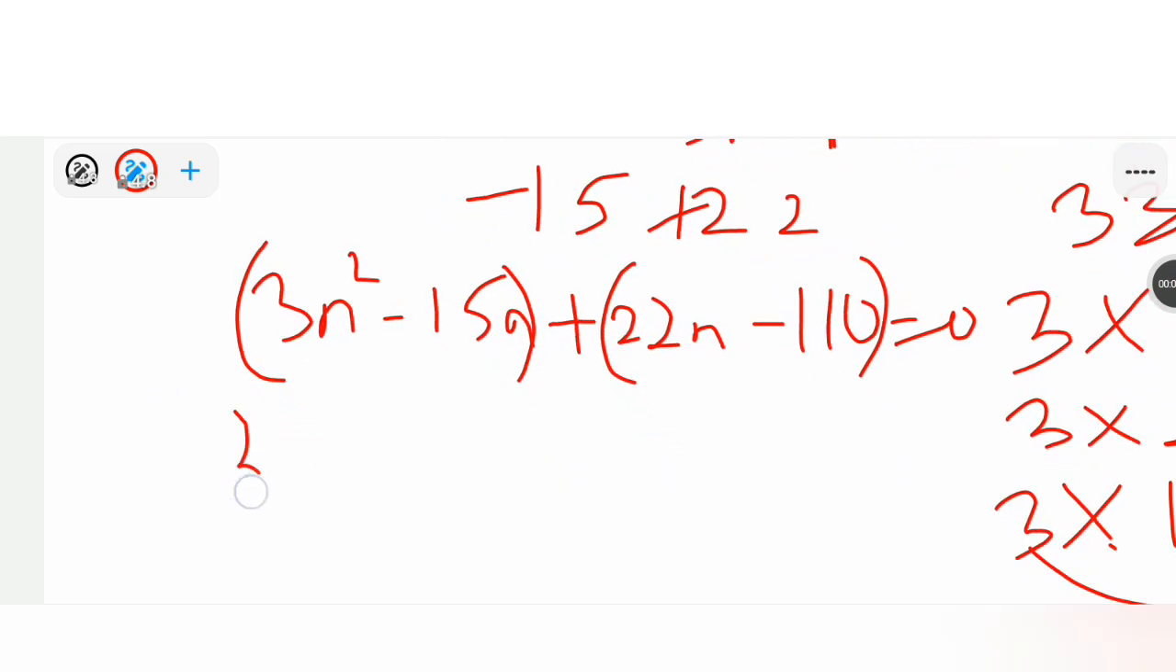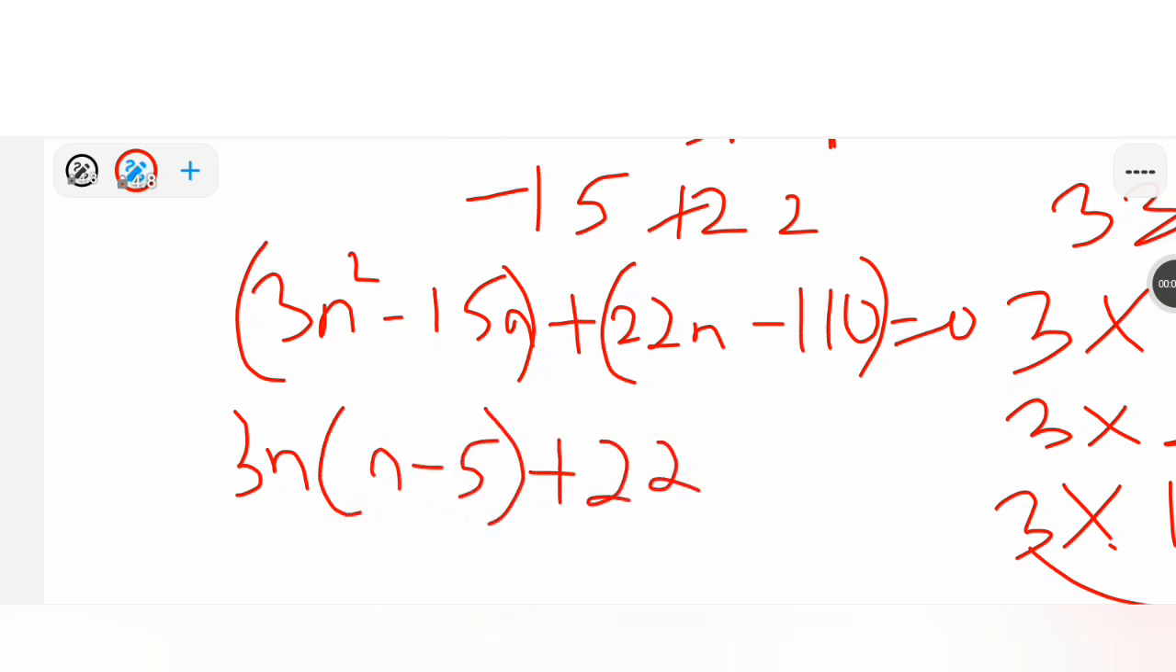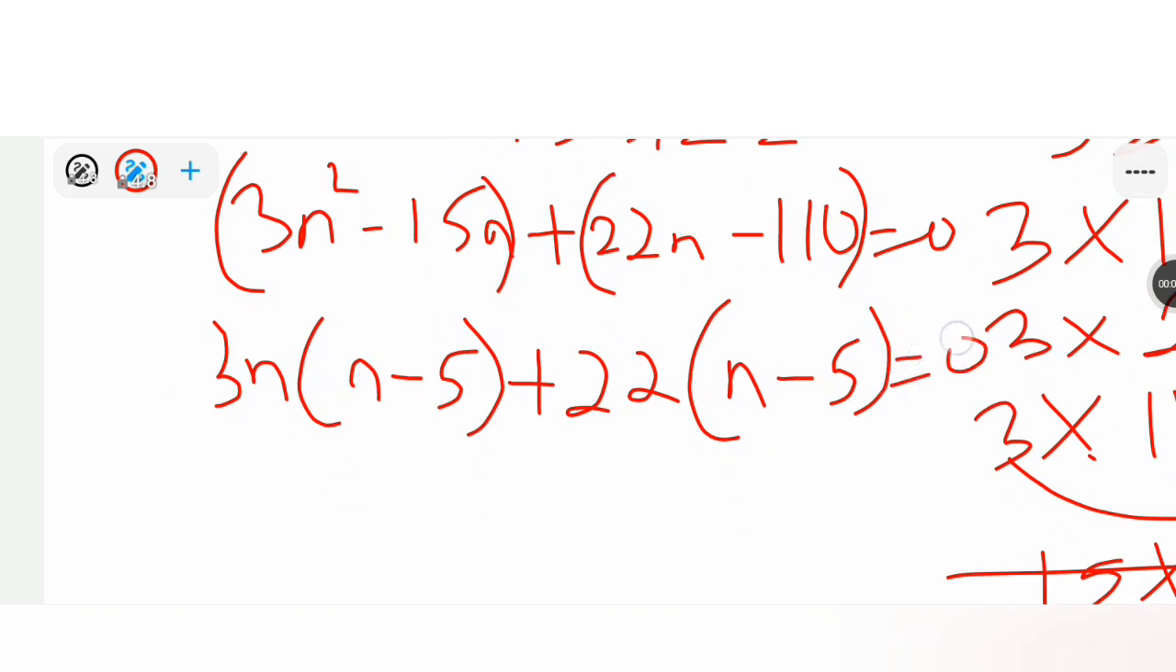So 3 is common: 3n, this will be n minus 5. 22 is common here. 22 can go in both of them. I'll give you n minus 5. Everything equals 0. So you have 3n minus 22, then you have n minus 5.